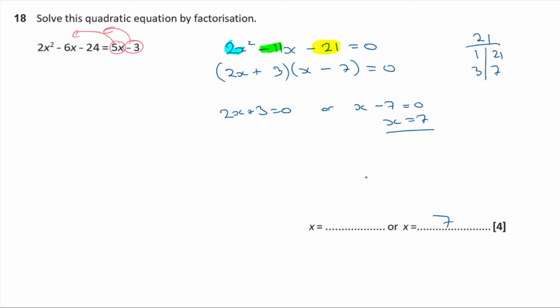The other one, 2x + 3 = 0. Take the 3 to the other side. I'm going to get 2x = -3. And then divide both sides by 2. I'm going to get x = -3/2. And that's going to be my second solution then. So -3/2 and 7 are my two solutions.